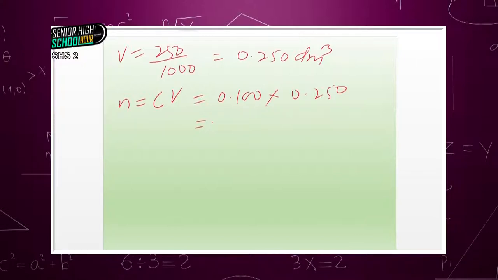Or check, 0.1 times 0.25. So check if it is the same. Also checking. Good. 0.025 mole. So somebody can also use this one. Somebody can also use the first one.